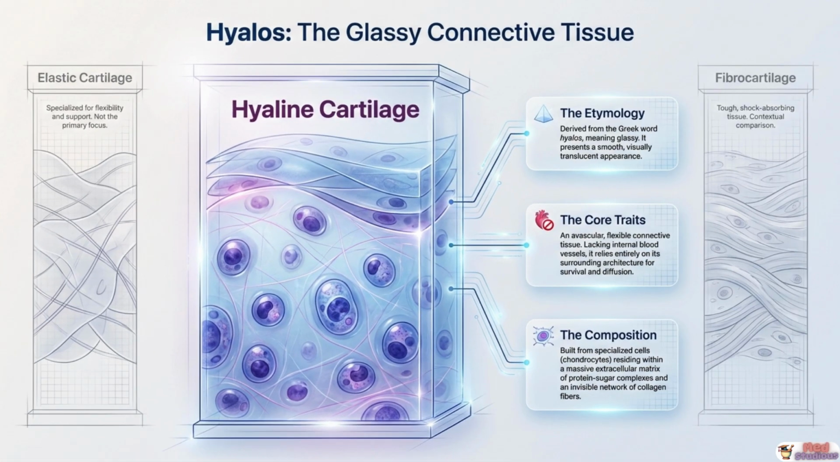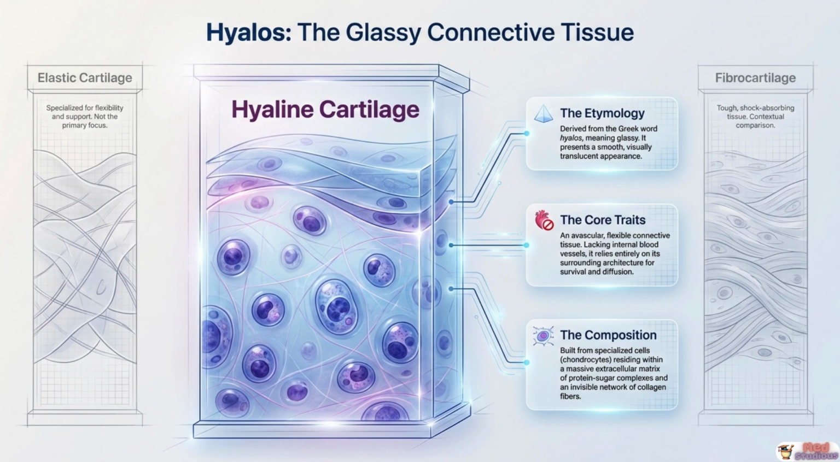The name hyaline comes directly from the ancient Greek word hyalos, meaning glass, and this etymology is not merely poetic. It is a precise morphological description. When you examine hyaline cartilage under the microscope on a standard H&E section, its matrix has a characteristic smooth, homogeneous, glassy appearance, a pale blue-purple background that looks almost featureless at low magnification, with no visible fiber bundles or structural texture.